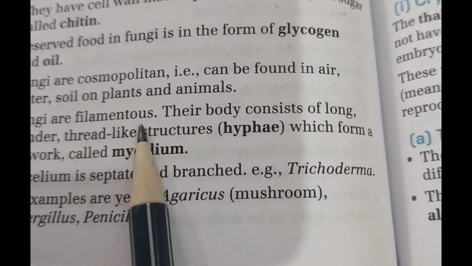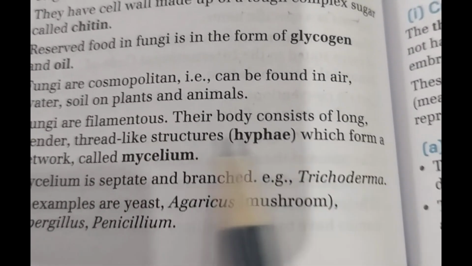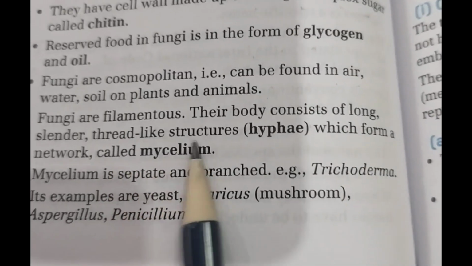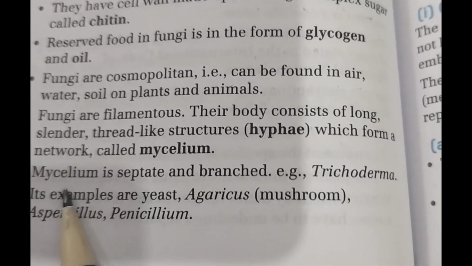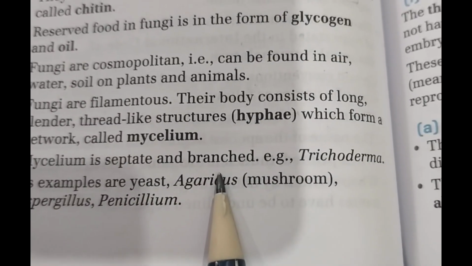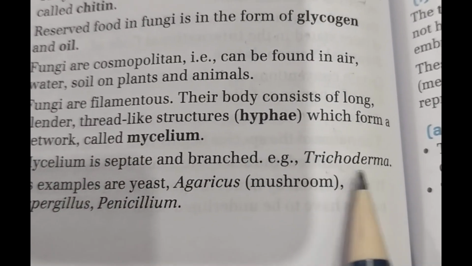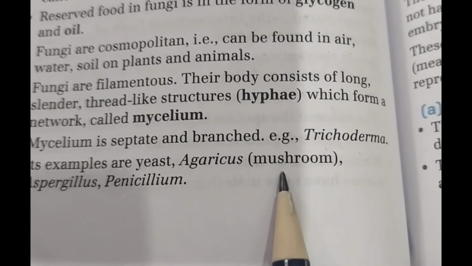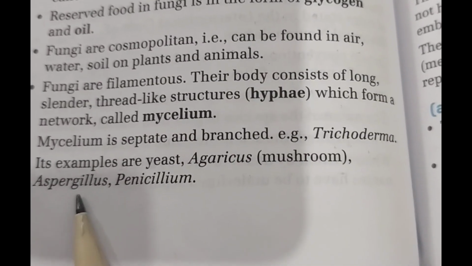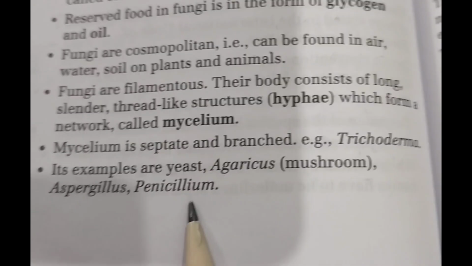Fungi are filamentous. Their body consists of long, slender, thread-like structures, hyphae, which form a network called mycelium. Mycelium is septate and branched. Example, Trichoderma. Other examples are yeast, Agaricus, that is mushroom, Aspergillus, and Penicillium.